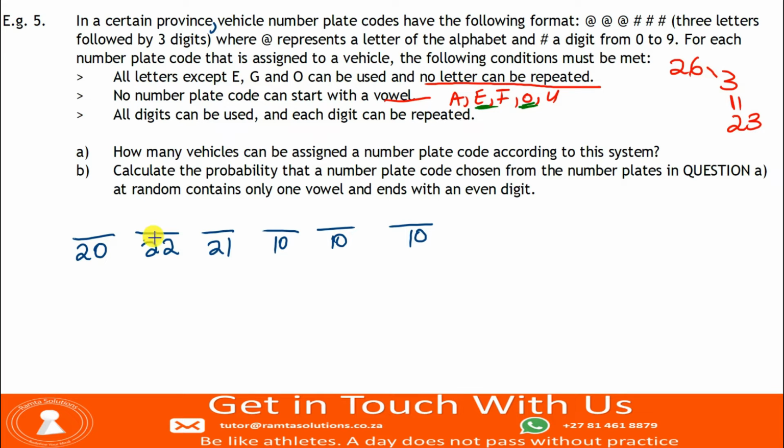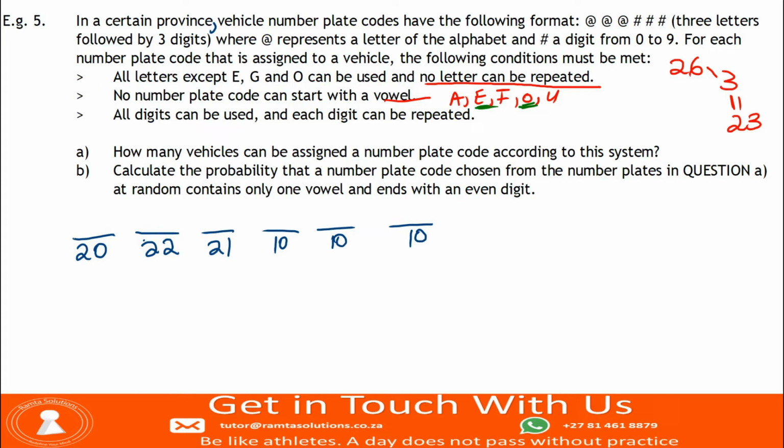Now, for the second letter, you can choose any letter except E, G, and O. Meaning now you can use your other vowels, your A, I, and U. But basically you have 23, and you have taken one of the 23 here. Therefore, you are left with 22 for this place and 21 for this place. Remember, no letter can be repeated.